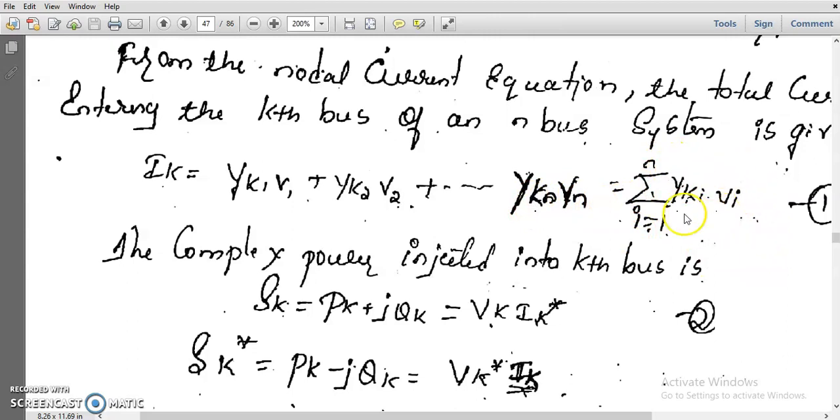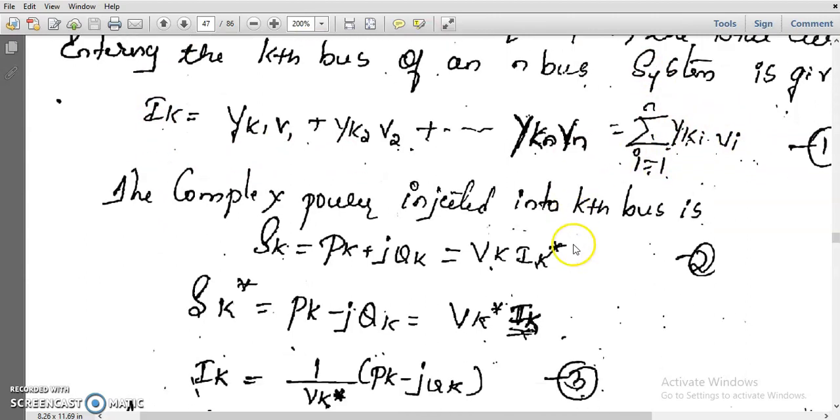The same thing I will write in terms of summation. We are deriving this for the PQ bus. So Ik equals the summation from i equals 1 to n, from the first bus to the nth bus, of Yki Vi. This is the general formula. So the current Ik equals the summation of Yki Vi; the current depends on the admittance and voltage.